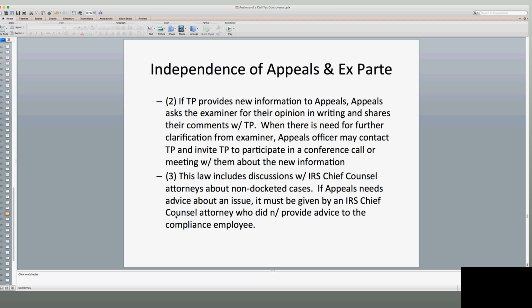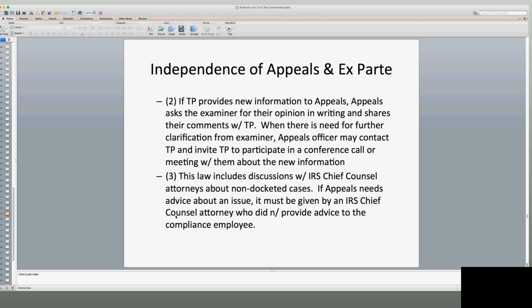And third, the law includes discussions with IRS chief counsel attorneys about non-docketed cases. If appeals needs advice about an issue, it must be given by an IRS chief counsel attorney who did not provide advice to the compliance employee. So there's a number of issues that this raises.